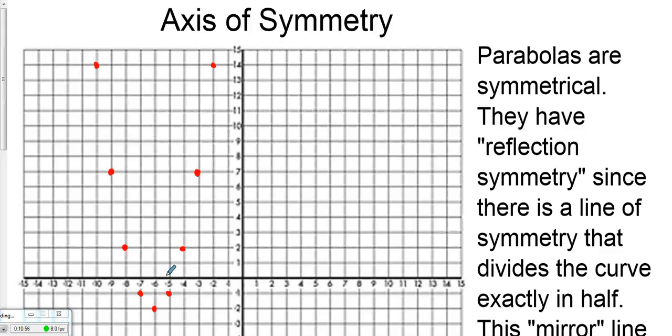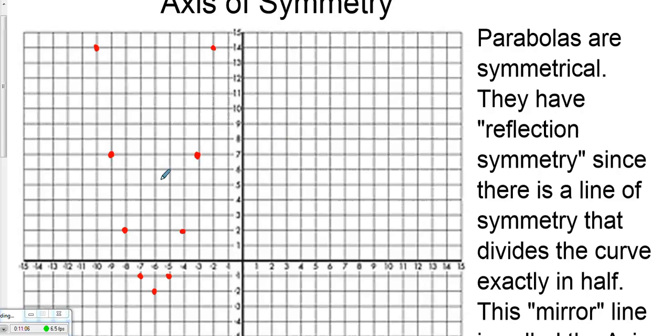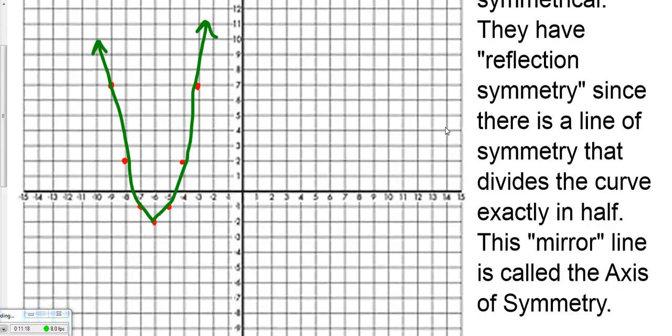Now, as we draw the parabolas, you can see that the parabolas are symmetrical. They have what's known as reflection symmetry, since there's a line of symmetry that divides the curve exactly in half. So if I were to draw in this parabola, there would be a mirror line that cuts it in half. So this mirror line we call the axis of symmetry. So it goes right here, and you can see that this whole parabola is mirrored away from it.